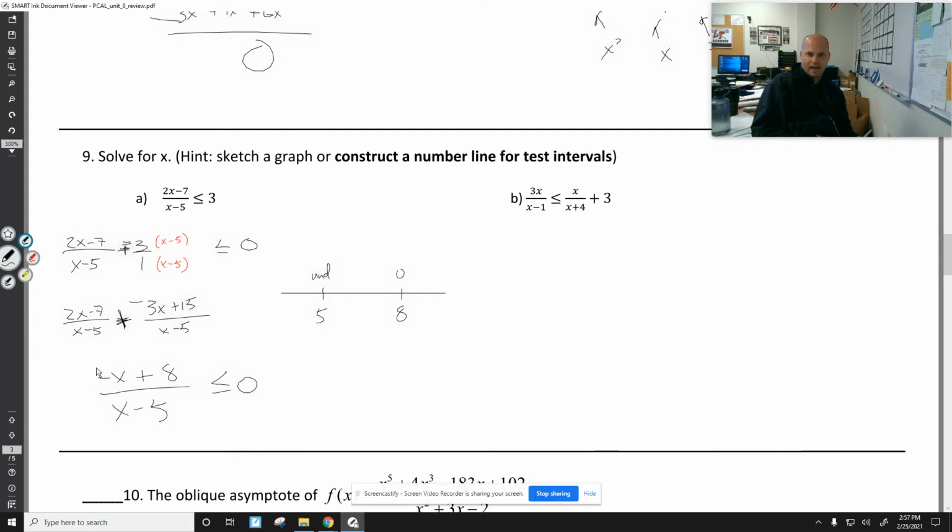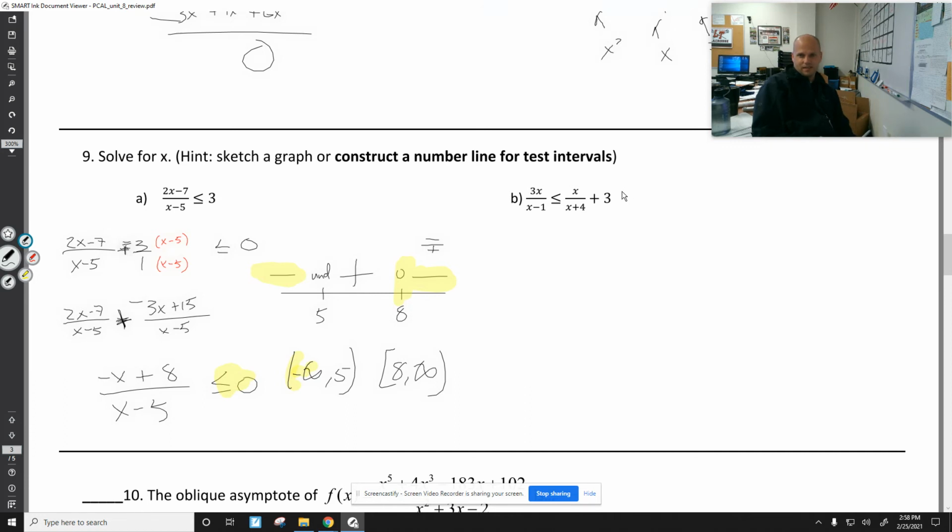But be careful. If I plugged in 9, it'd be negative 9 plus 8. That's a negative over a positive. Negative over a positive, that's negative. Multiplicity 1, sign change, sign change. When are we less than or equal to 0? We are less than or equal to 0 when we have negatives, including a 0. Negatives don't include 5 because 5 is the location of an asymptote. It's undefined. So my interval is from negative infinity to 5, and it's also from 8, including 8, to infinity.